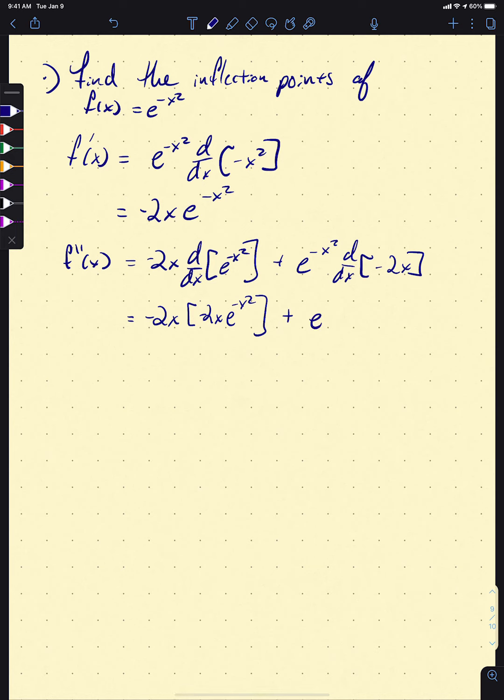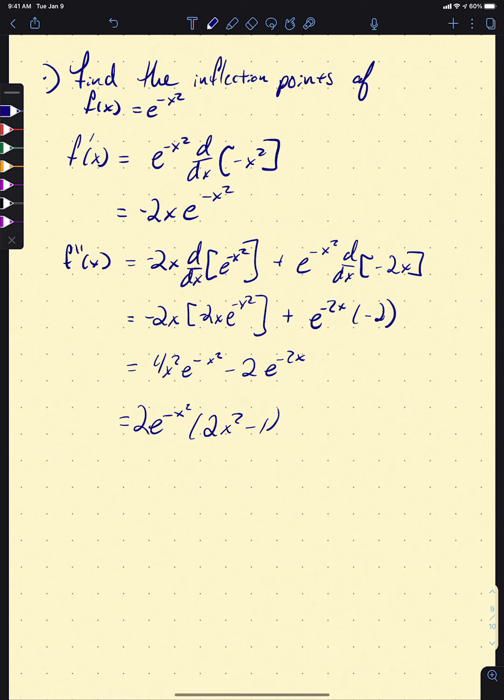And then we're going to add to that e to the minus x squared times the derivative of minus 2x, which is simply minus 2. This first term looks like it's going to be 4x squared e to the minus x squared, then minus 2 e to the minus x squared. And it will actually be easier if we factor this, okay? So you can factor out a 2 times e to the minus x squared, times 2x squared minus 1, okay?